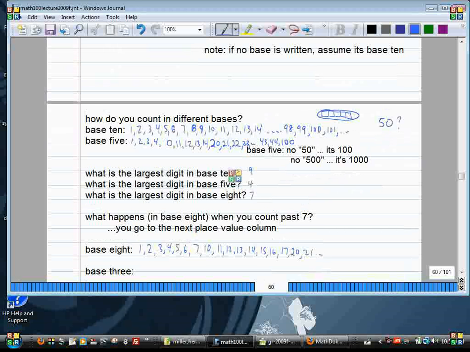What about base 3? What's the first number? 1. Next number? Next number? Yeah. And then? Yeah. 21, 22. I'm sorry? Yeah. Base 3, there's no 30. So we're already at 100. Are you making these things up? Absolutely not.